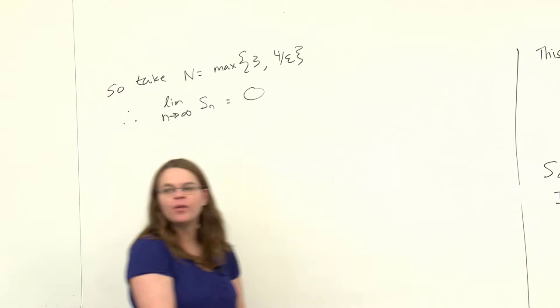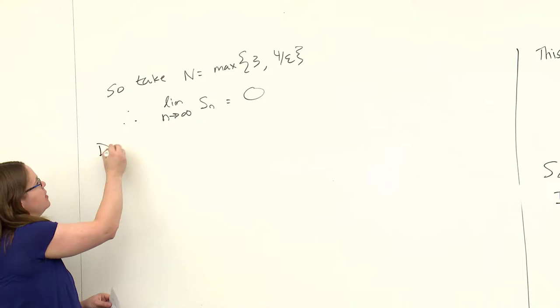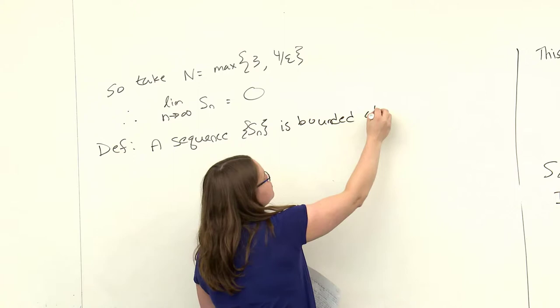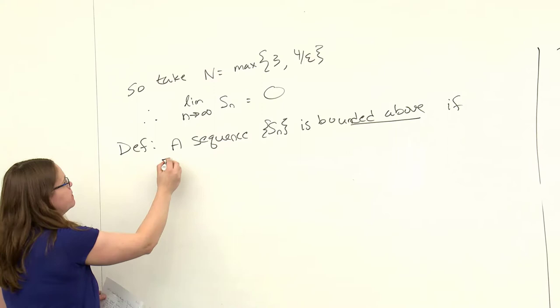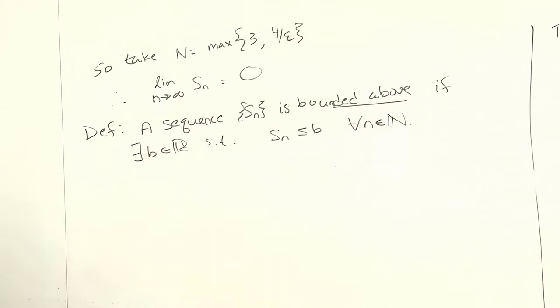Okay, then what we want to learn about is convergent sequences. We want to learn properties of convergent sequences. And even better, how do we decide if a sequence is convergent without having to know explicitly what the numbers are in it. So first of all, we'll talk about bounded sequences. A sequence Sn is bounded above if there exists some real number b such that Sn is less than or equal to b for all n. This is our usual definition of bounded above.